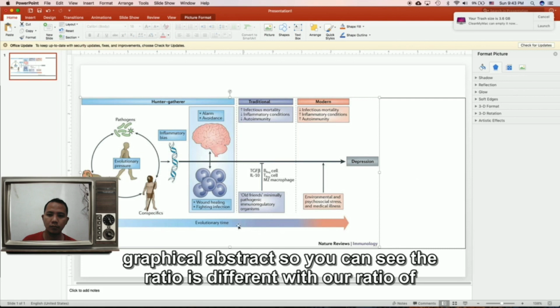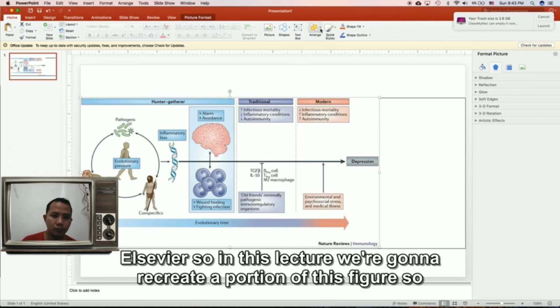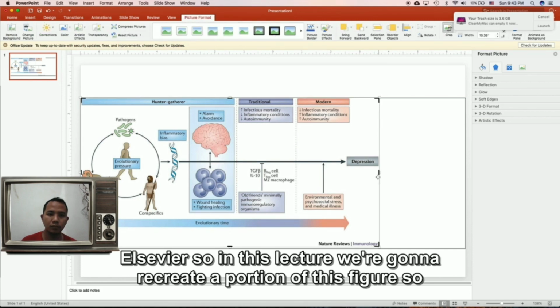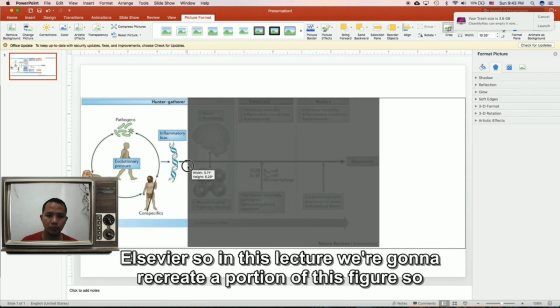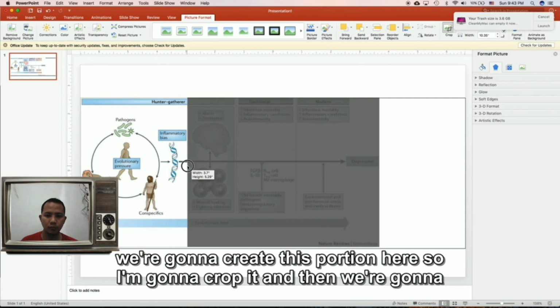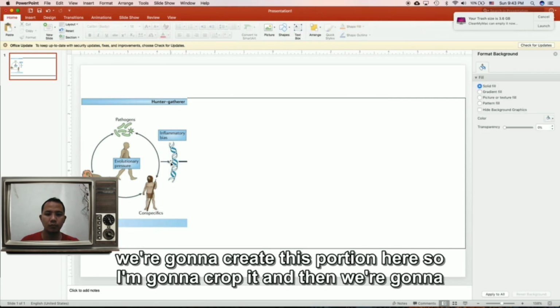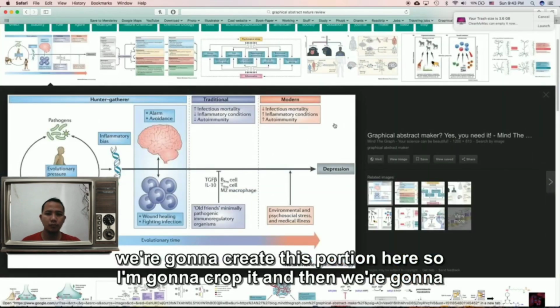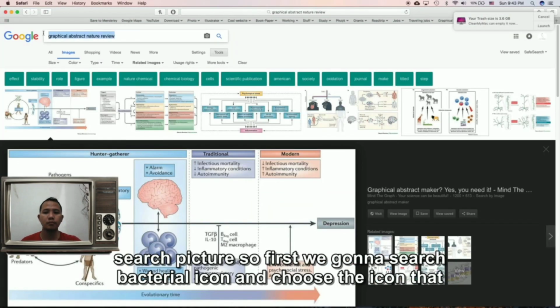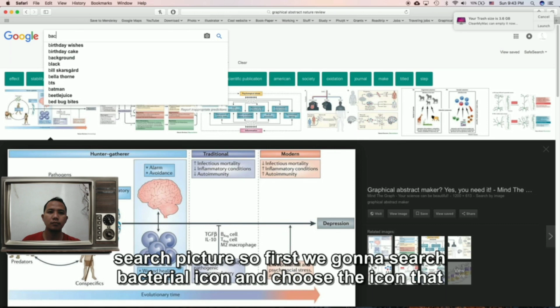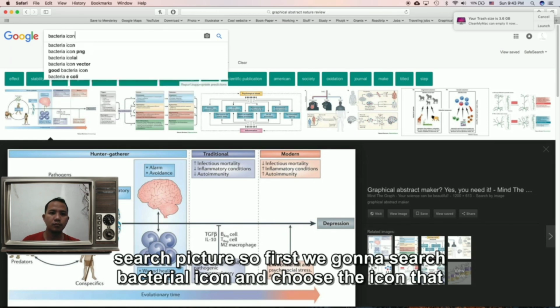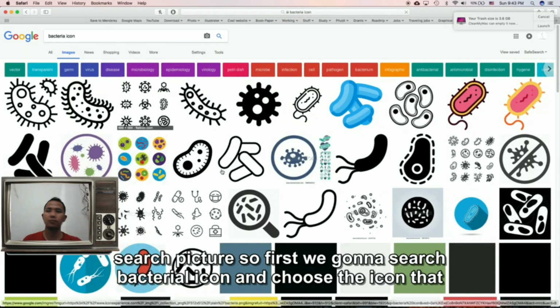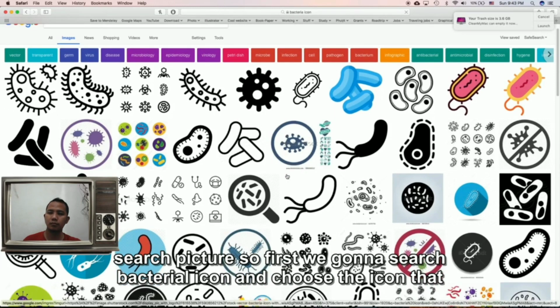So you can see the ratio is different with our ratio of Elsevier. So in this lecture, we're gonna recreate a portion of this figure. So we're gonna create this portion here. So I'm gonna crop it, and then we're gonna search the picture. So first we're gonna search bacteria icon and choose the icon that we like.